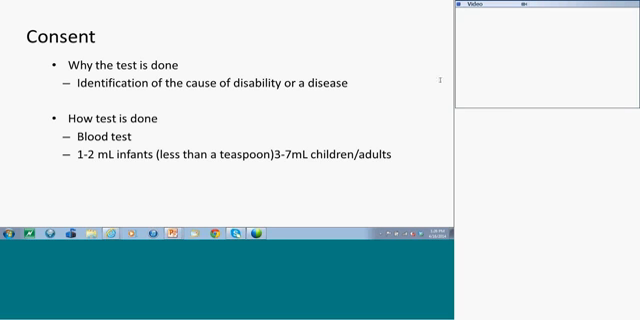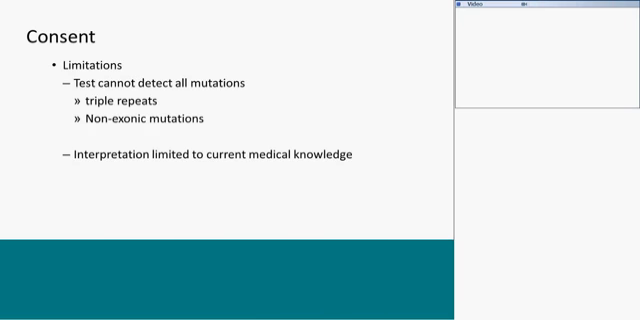How do we do this test? When people talk about 20,000 genes, do I need to give a lot of blood? No, it's a blood test. If it's a baby, it's less than a teaspoon. If it's a child or an adult, it's 3 to 7 milliliters, which is about 1 teaspoon. Next slide, please.